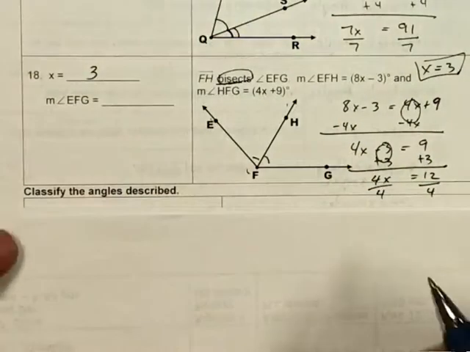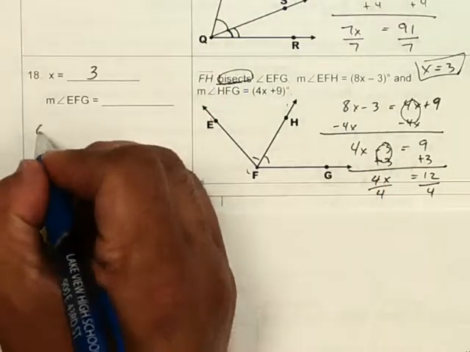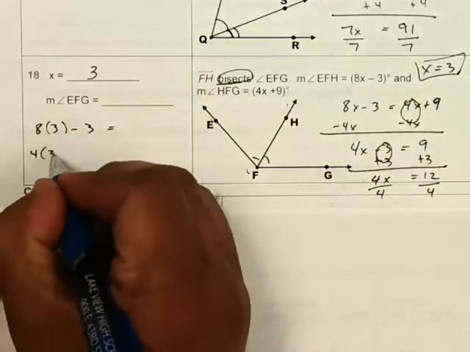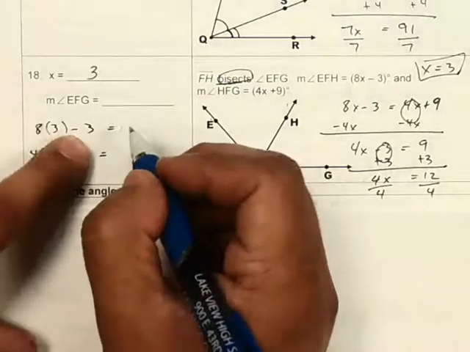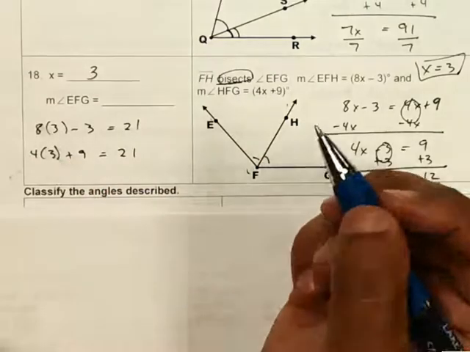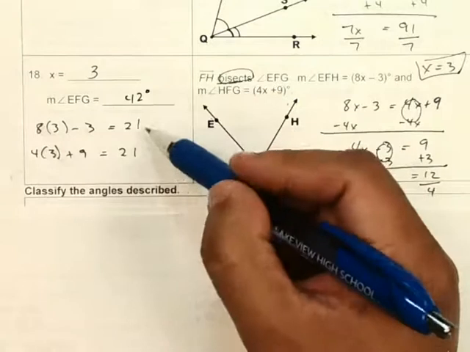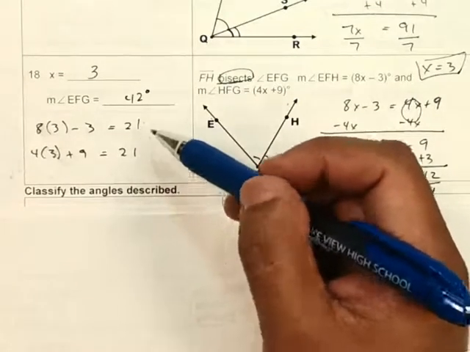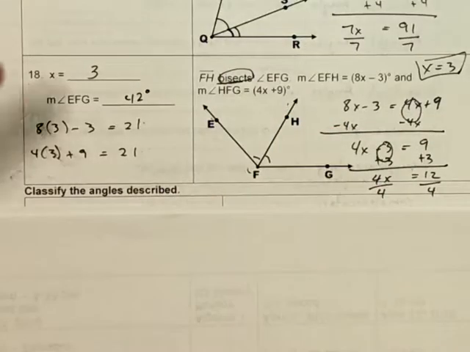All right, and then if I want to find EFG, that's this outside angle here. So what I need to do first is substitute into both of these. Substitute the 3, so 24 minus 3 is going to give me 21. 4 times 3 is 12, plus 9 also is 21. Now, you can just do one of these and then double it to get 42 degrees. But if I do it separately like this, it lets me check to make sure that these both come out equal, because they're supposed to, because of that word bisect. So I feel very confident that I did that one right.